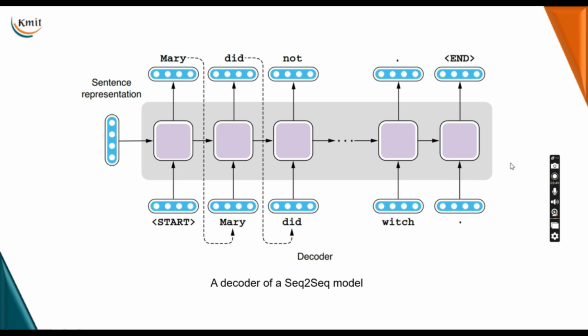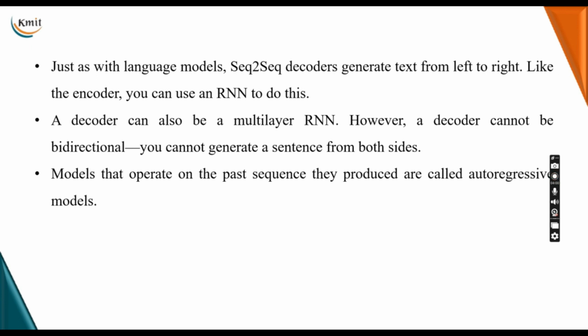As you can see, this is the decoder model of a sequence to sequence model. Here we are taking input from the sentence representation, so we call this a conditional language model. Now, just as with language models, sequence to sequence decoders also generate text from left to right. The decoder here can also use multiple layers, but not bidirectional. We call this condition of operating on the past sequence an autoregressive model.